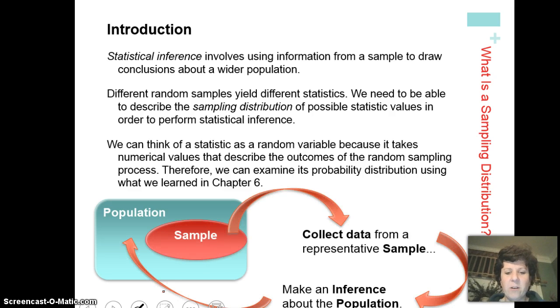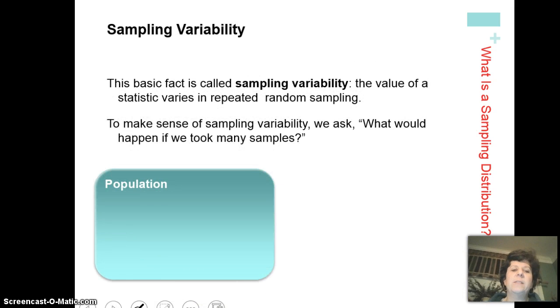So here's our population, our sample. We're going to collect data from the sample and get a statistic to make inference about the whole population. Now, sampling variability. This basic fact called sampling variability: the value of a statistic varies in repeated random sampling. Obvious, of course, each time we take that mean height of 4 children, it's going to vary from sample to sample. So how do you really get a good estimate of what the true height is if you have a really large population? To make sense of sampling variability, we ask what would happen if we took many samples.